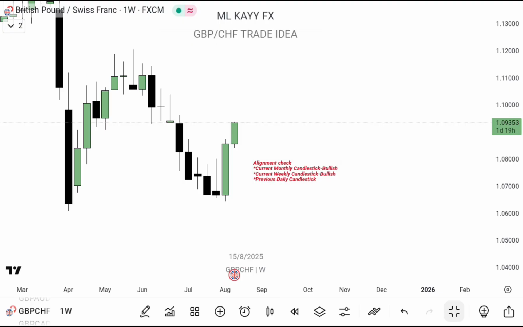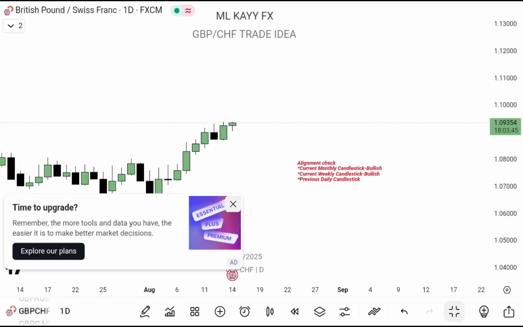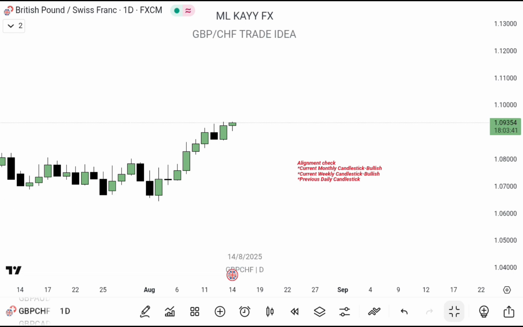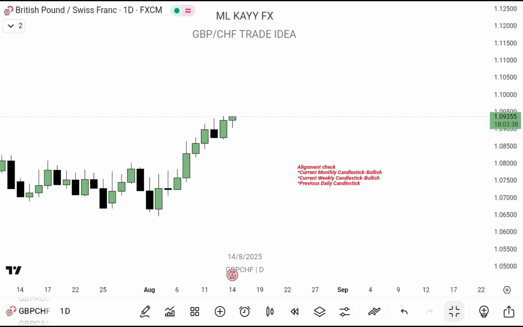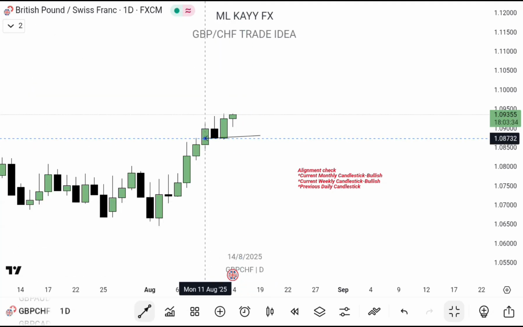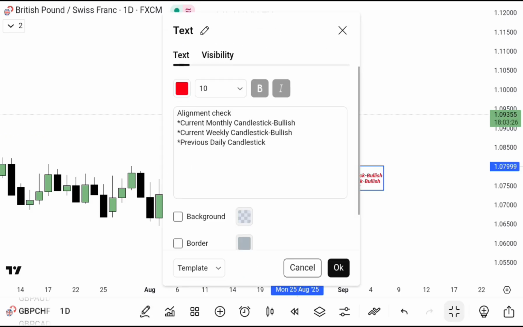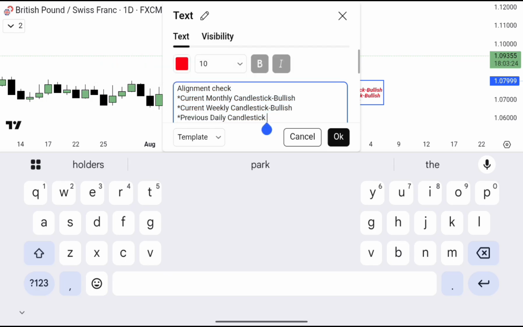When you go to the daily time frame, you want to check the previous day. You don't want to check the current day, you want to check the previous day, right? Remember this analysis was done on Tuesday, so the previous daily candlestick was also bullish, as you can see, right? So after we find that our alignment is in order, we have a bullish alignment on GBPCHF.